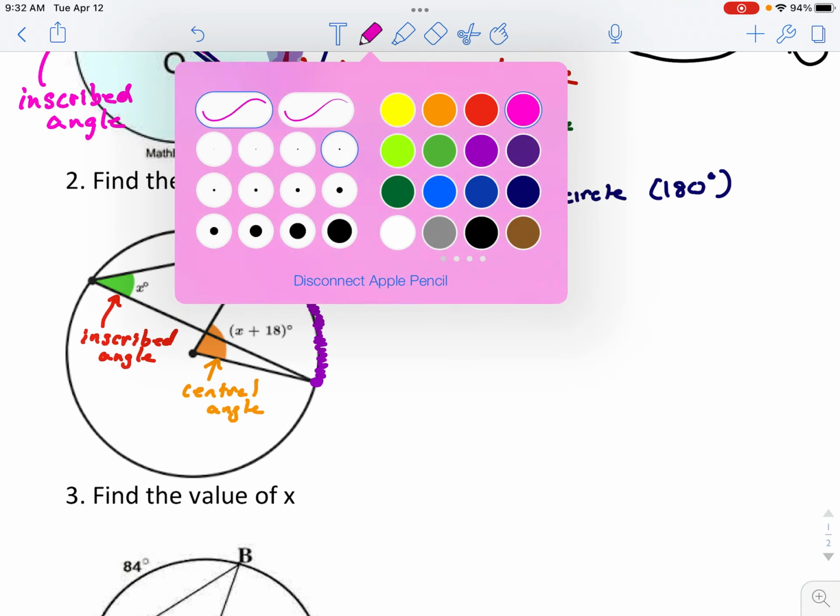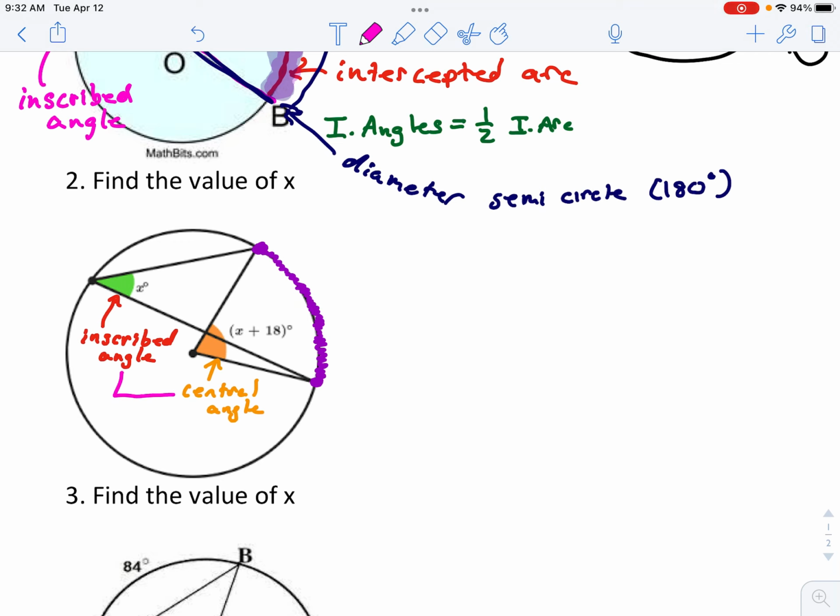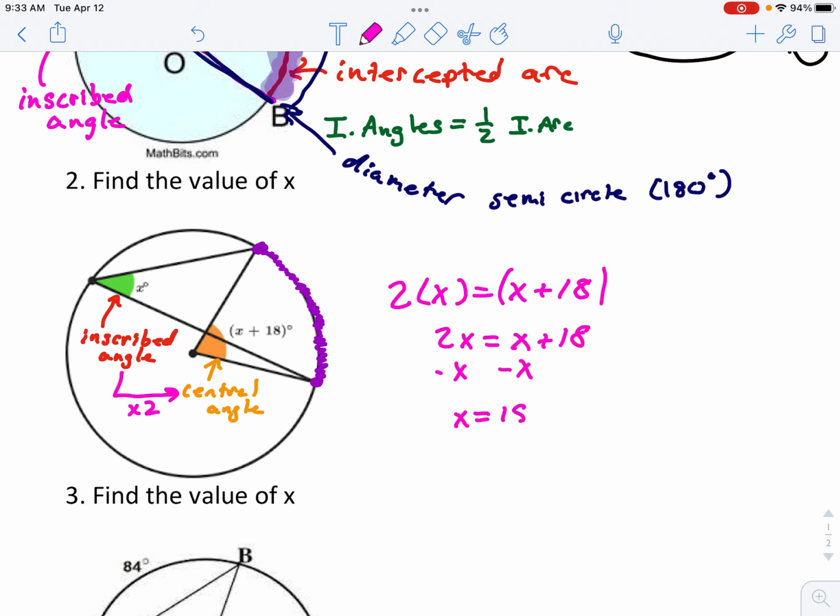That means, very similar, that the inscribed angle is half the central angle. That means we have to multiply the inscribed angle by 2 to equal the central angle. So you just take 2 times the inscribed angle, and then we can set it equal to the other side. I'll just clean this up a little bit, where we have 2x equals x plus 18. And from here, easy peasy, subtract x from both sides, and we get x equals 18.